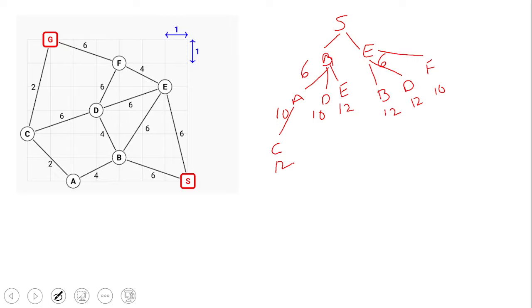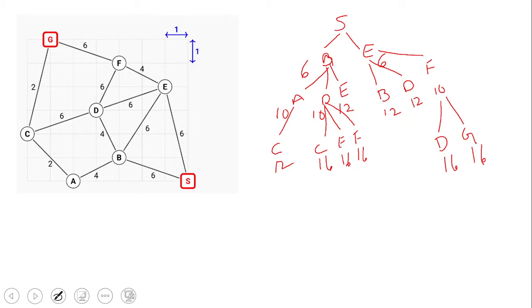Now if you expand D, what are the nodes connected to D? D is connected to C, F, E. C, E and F. So for C, what do we get? 16, and E also 16, F also 16. Next, if I expand F, what are the nodes connected to F? D and G. I'm not writing E. So D is 16, G is 16. Now what is the minimum? Now we have C at 12, B at 12 and D at 12.